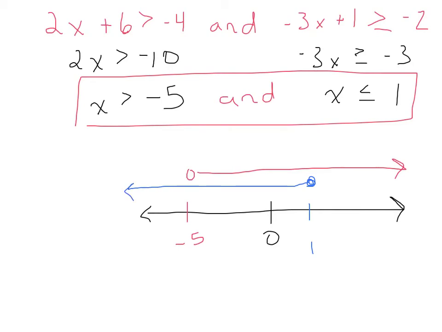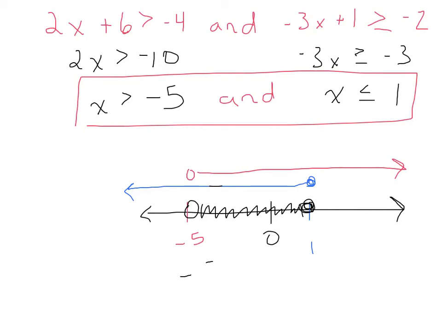Now looking very carefully at that set of solutions, where are the numbers that fit both? Where are the numbers that are greater than -5 and at the same time less than 1? All of the numbers in between. The numbers like -4, 0, -1, -1.5. The numbers from -5 to 1. Not including -5, but including the +1.